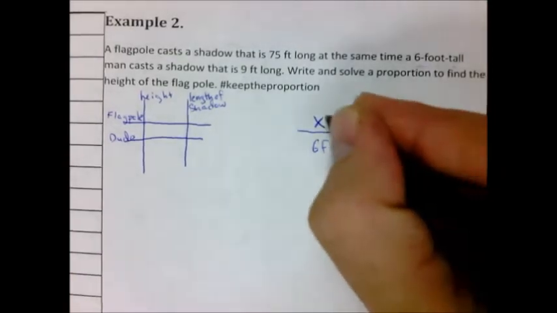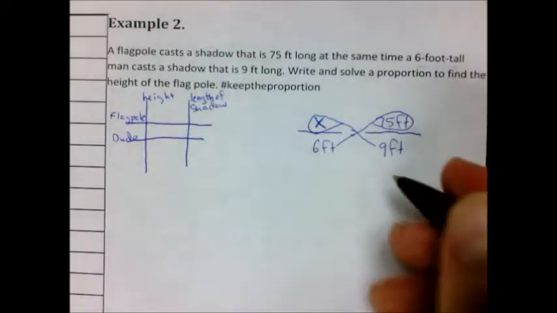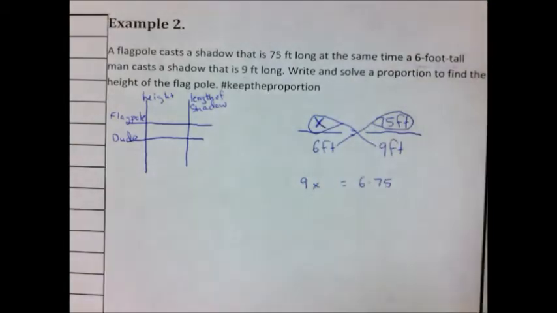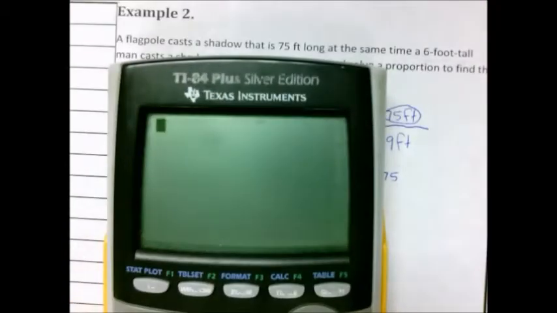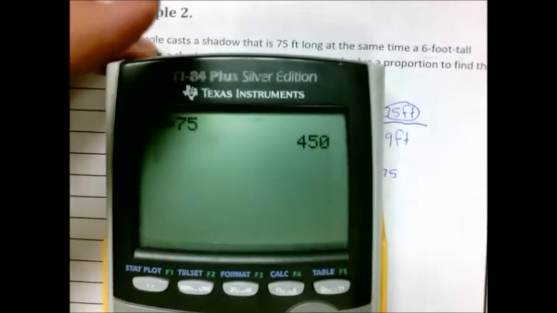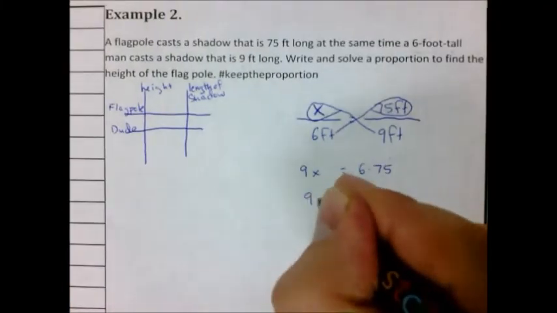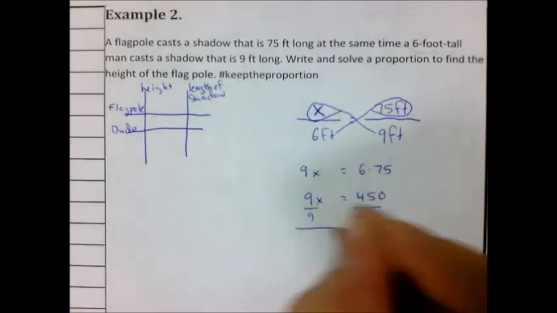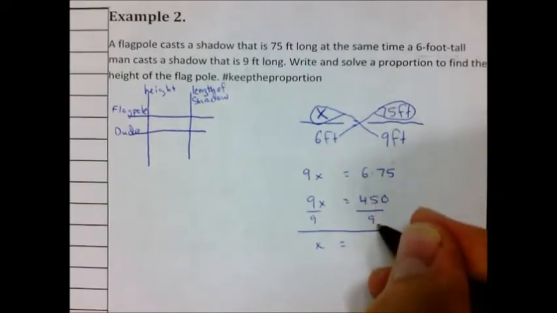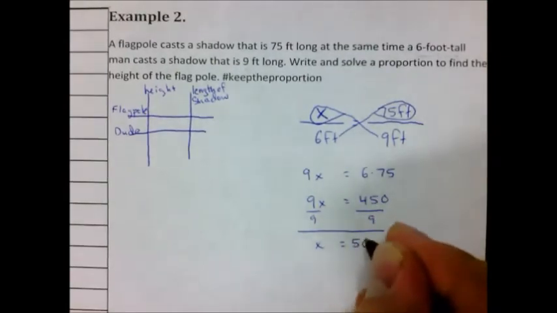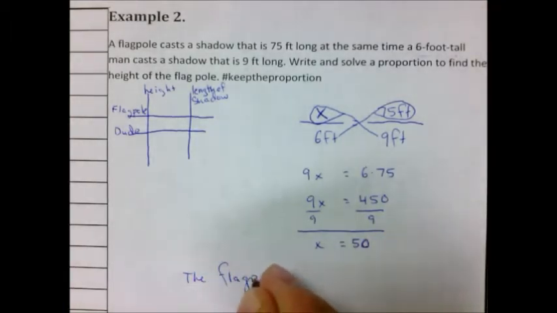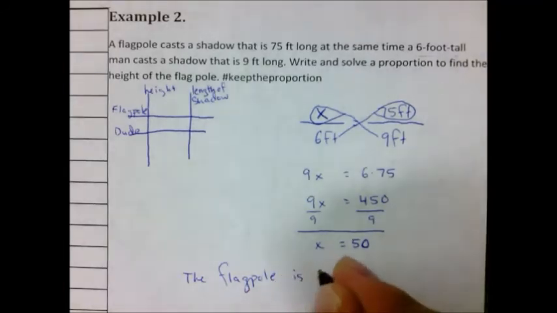We're going to go ahead and do our golf club rule. 9 times x is 9x. 6 times 75, I don't know what that is, so I'm going to have to get my friend. 6 times 75. Hi, friend. 6 times 75 is 450. So 9x is equal to 450. Divide by 9 on both sides. And we end up getting x is equal to 450 divided by 9 is 50. So x equals 50. Therefore, the flagpole is 50 feet tall.